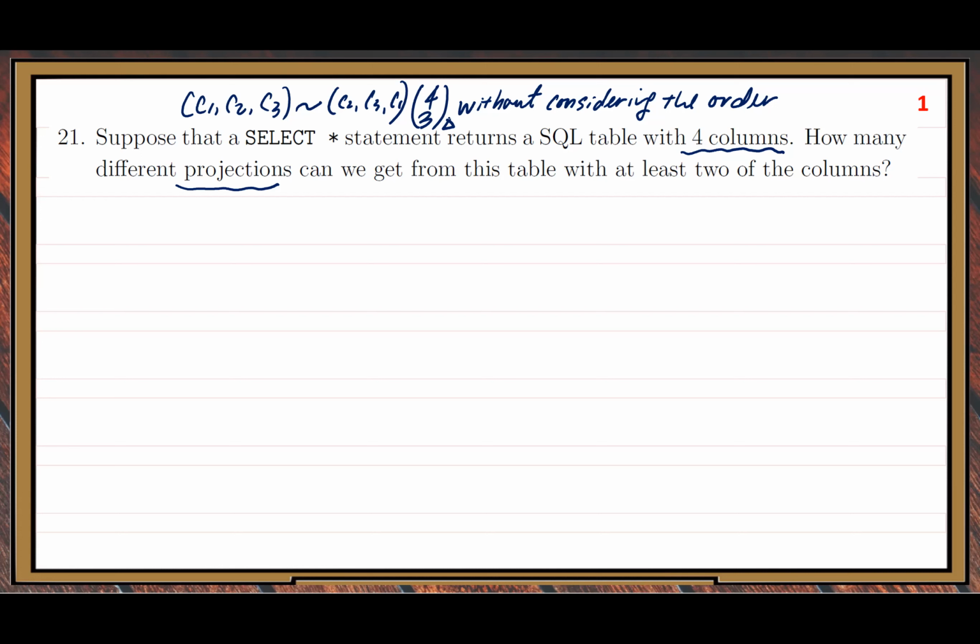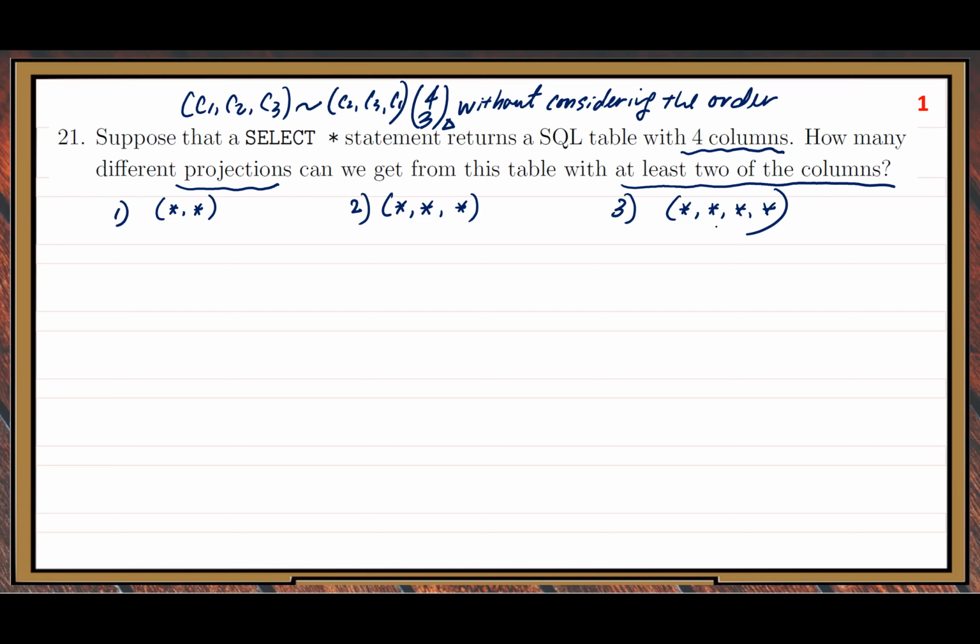So here, because we have 4 columns, and we need to choose the projection with at least 2 of the columns, let's see 3 cases. The first one, the projection with 2 components. The second case, the projection with 3 components. And the third one, the projection with 4 components.